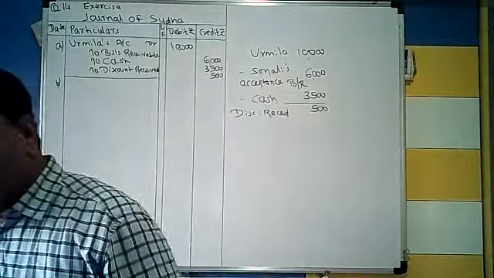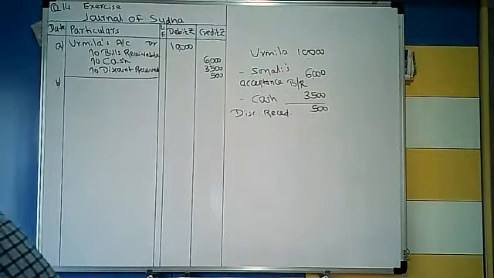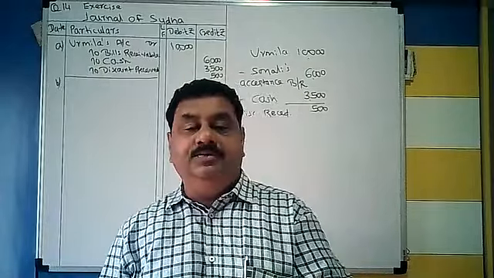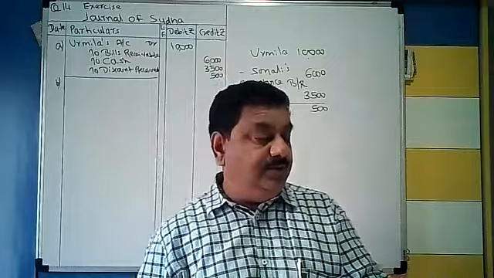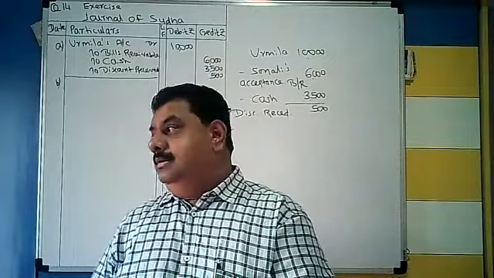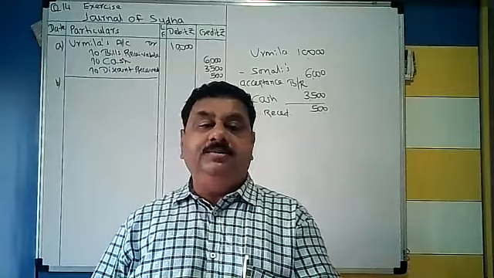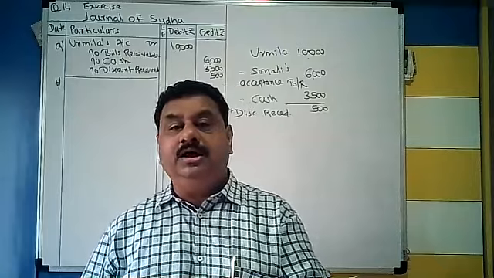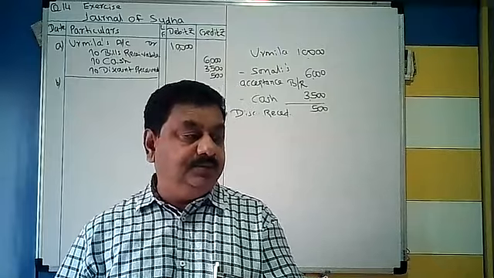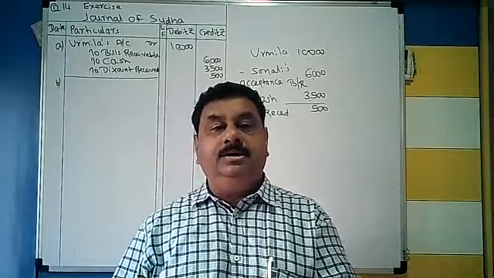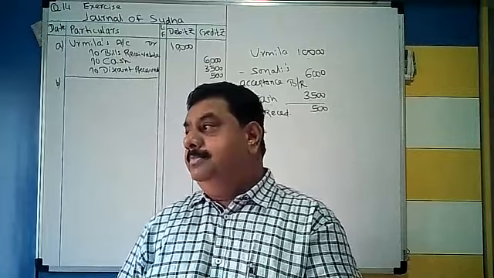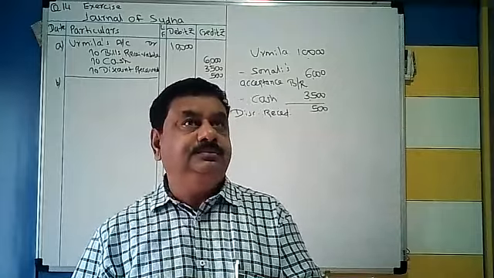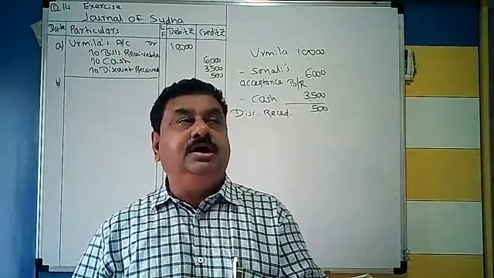Now the next, write its narration. Being Urmila's account settled in full by the endorsement of Sonali's acceptance, comma, cash payment, and the discount received.